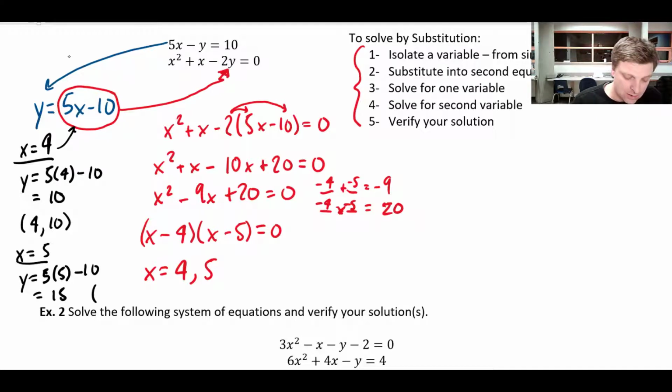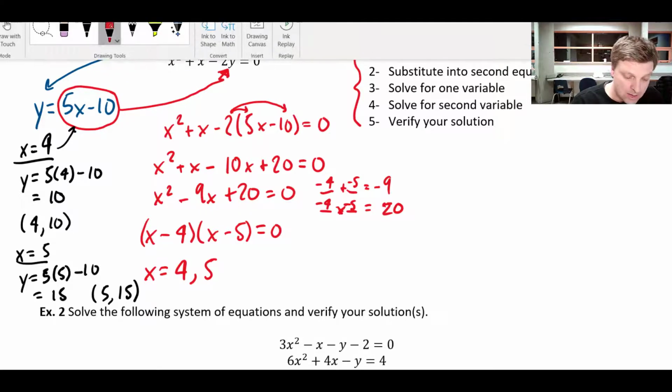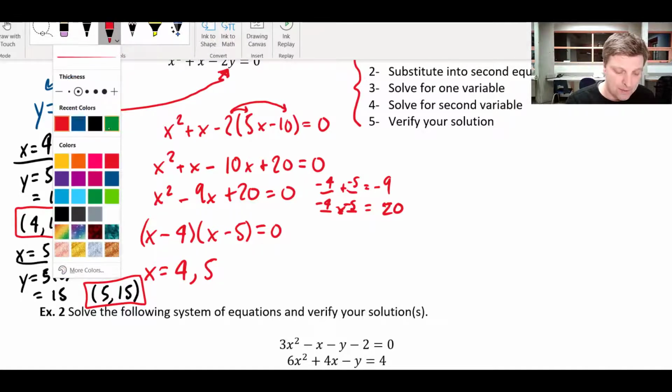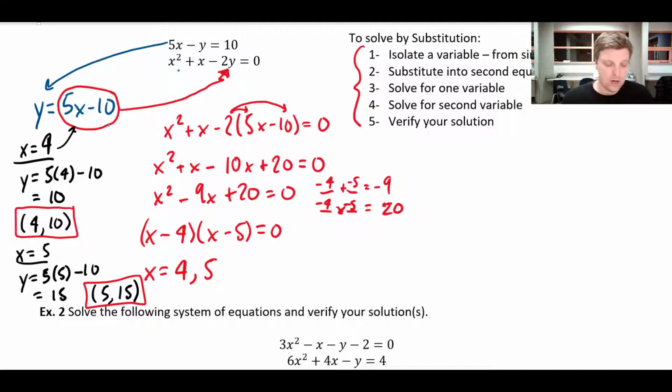So my second solution is going to be 5, 15. And so these are my two solutions. 4, 10 and 5, 15 are my two solutions. What I should do though is I really should verify this because I want to make sure that this is going to work.